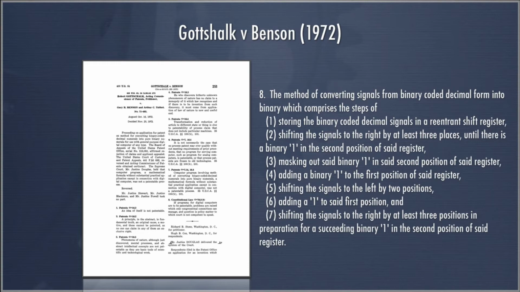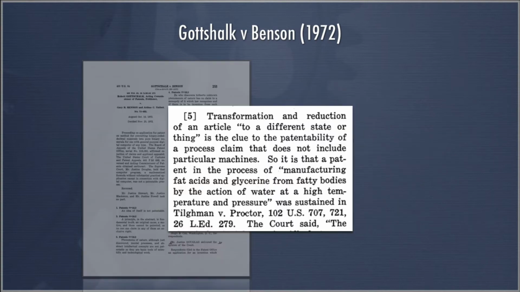Right? So the key language here in Gottshalk is this paragraph, right? Which is the court gives descriptions of what it thinks would make an algorithmic invention patentable, right? Or an invention patentable, period. And they say a transformation and reduction to a different state or thing is the clue to the patentability of a process claim that does not include particular machines. Right?